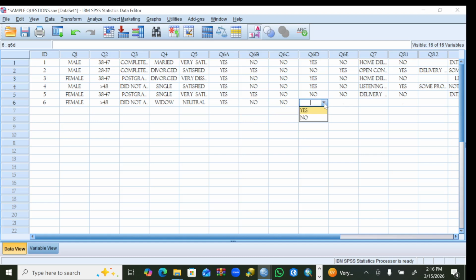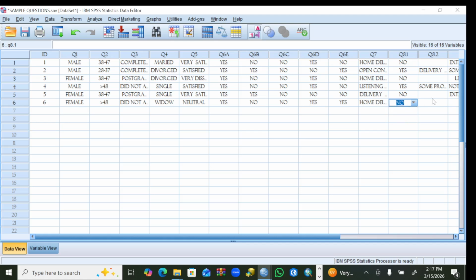Then he selected this one, number 4, which is hibiscus, and selected the last one, which is yogurt. In question number 7, what feature of our product service do you find most valuable? Say, home delivery service, and did you get any problem?